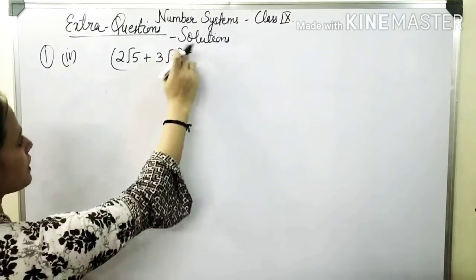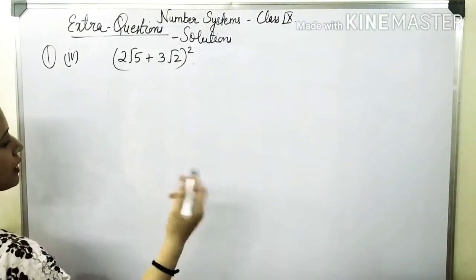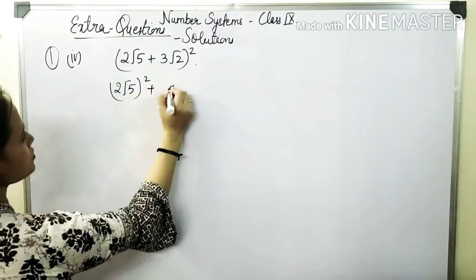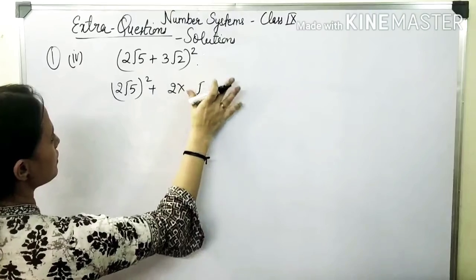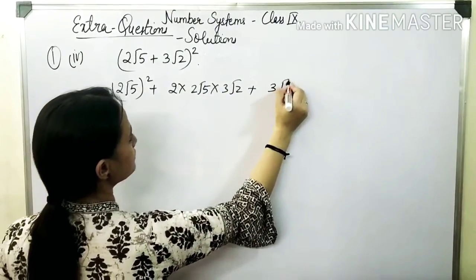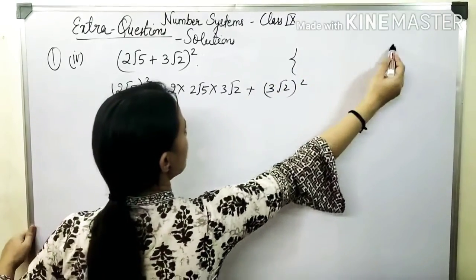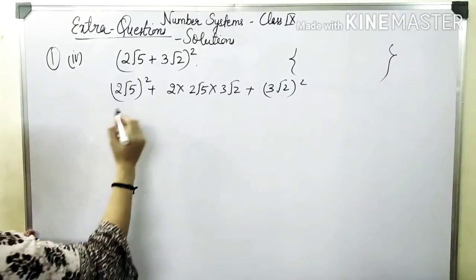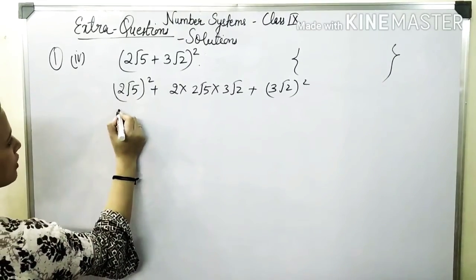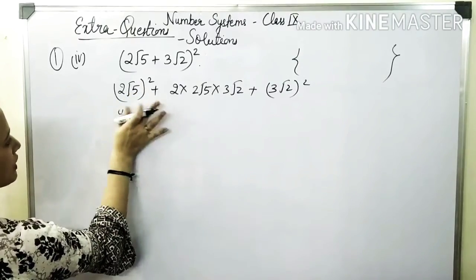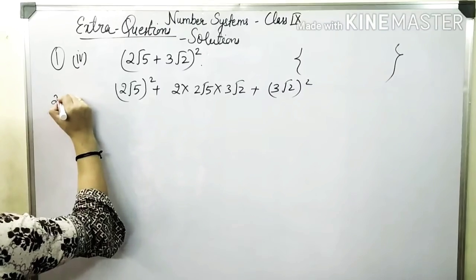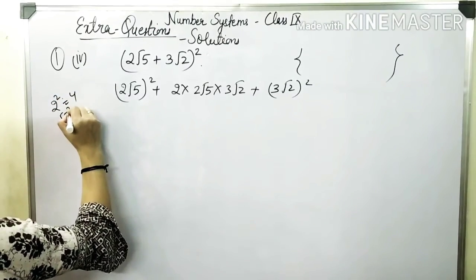See, this is a plus b whole square. So for a plus b whole square, the identity is a square plus 2 into a into b plus b square. Fine, so you should write that identity over here using the a plus b whole square identity. Now how to find the square of this one? You can see that 2 root 5 square will give you 4 and root 5 square will give you 5.